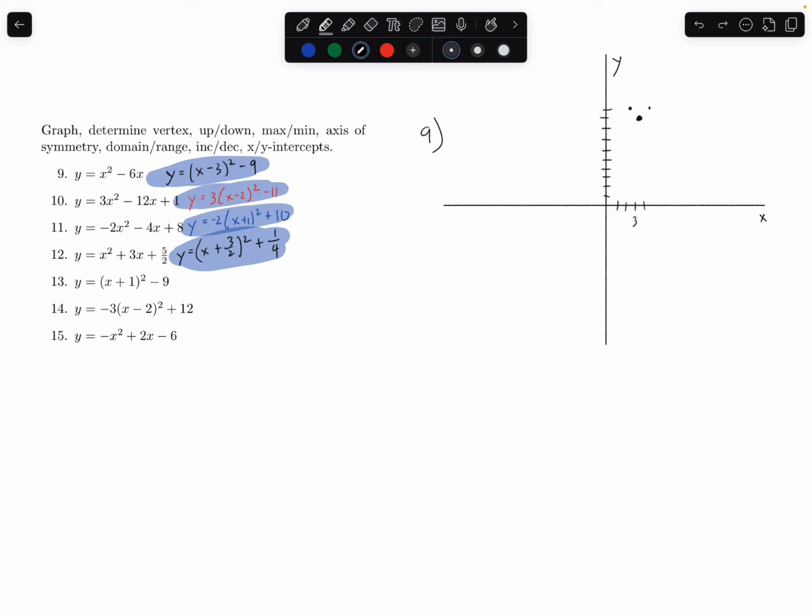I don't know why sometimes it draws it fuzzy like that. It has to do with my palm pressure on the tablet or something. Okay, so there you go. There's my sketch of my parabola. That's the first step, graph.